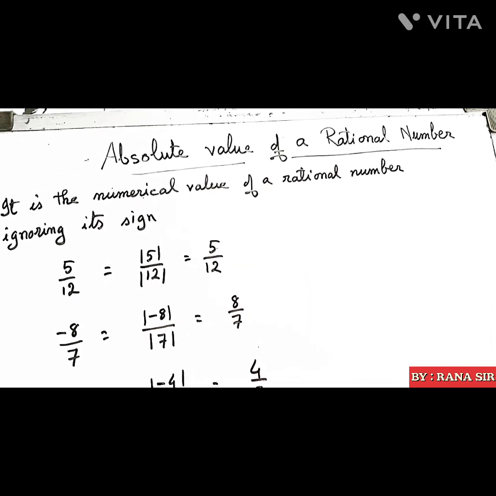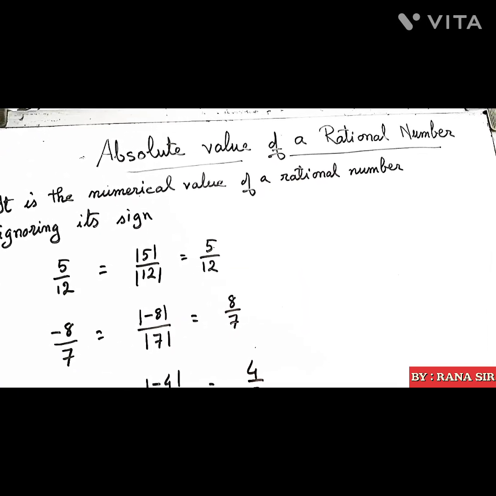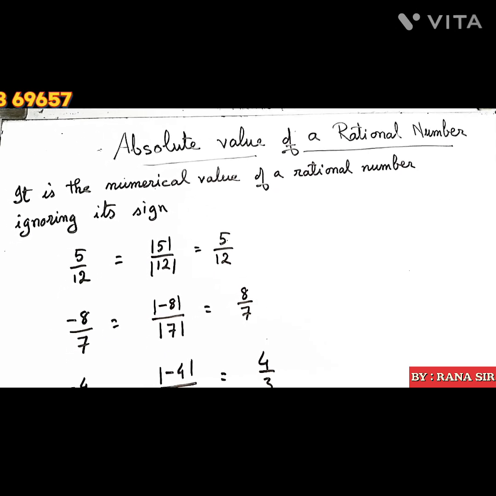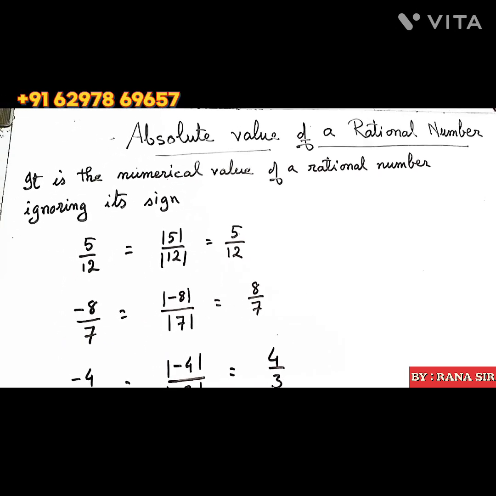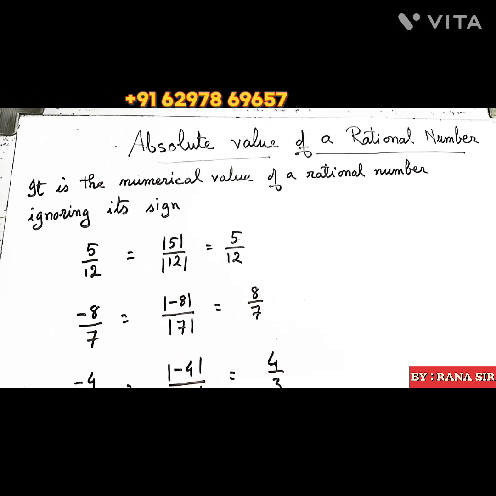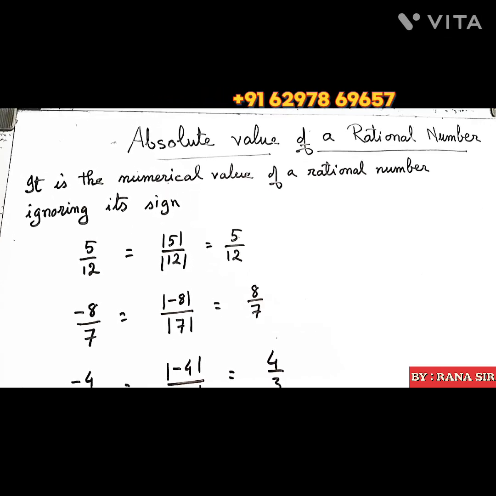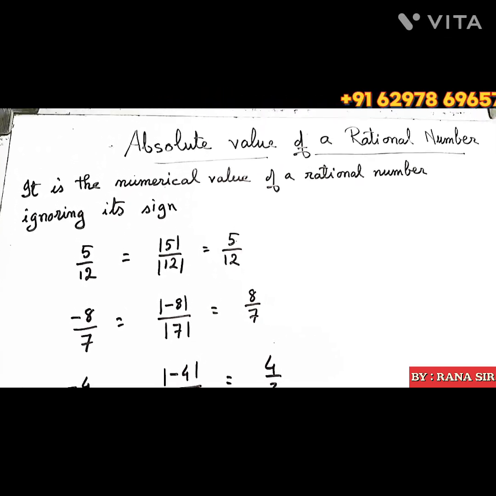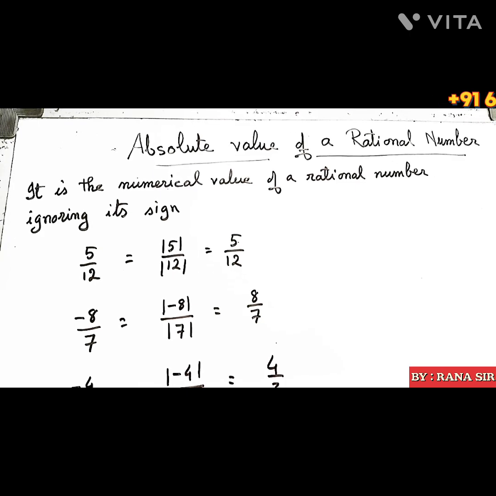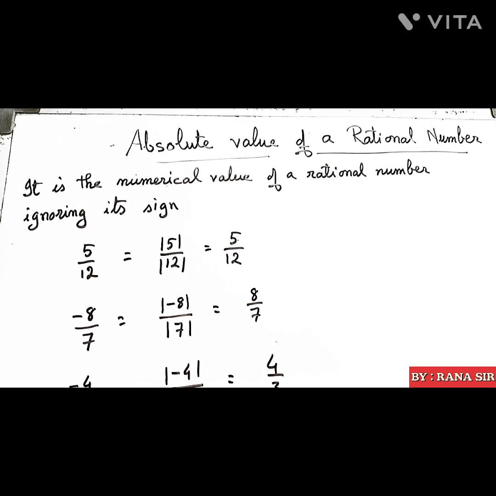So next topic is absolute value of a rational number. So what is absolute value? It is the numerical value of a rational number ignoring its sign. So we will ignore the sign. Whether it is positive or negative, we will ignore the sign and we'll just put the actual value.